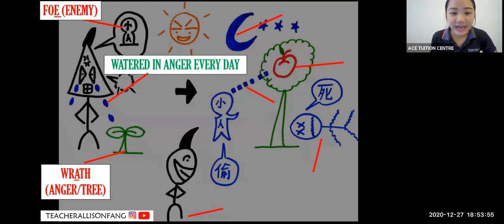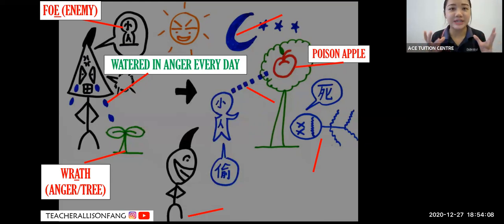So he was really angry and watered the plant in anger every single day. And day after day, the plant became a tree, and the tree finally bore its fruit. And the fruit was a very beautiful, vibrant red, but poisonous apple.